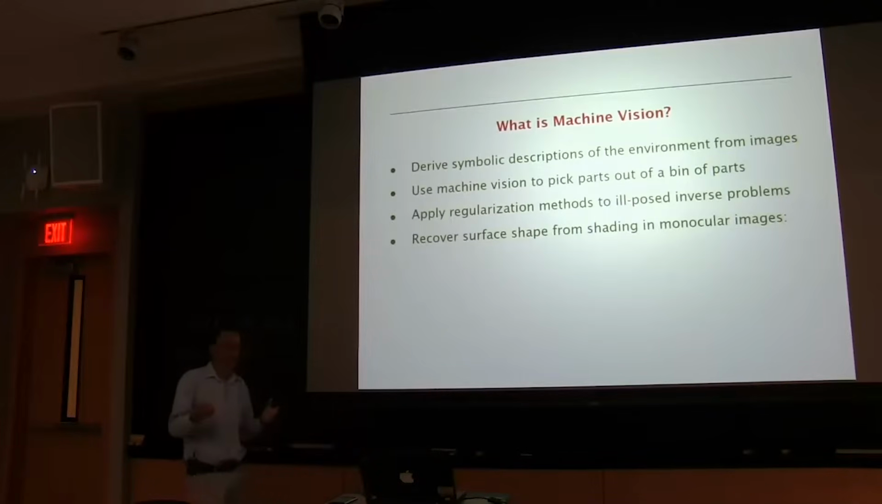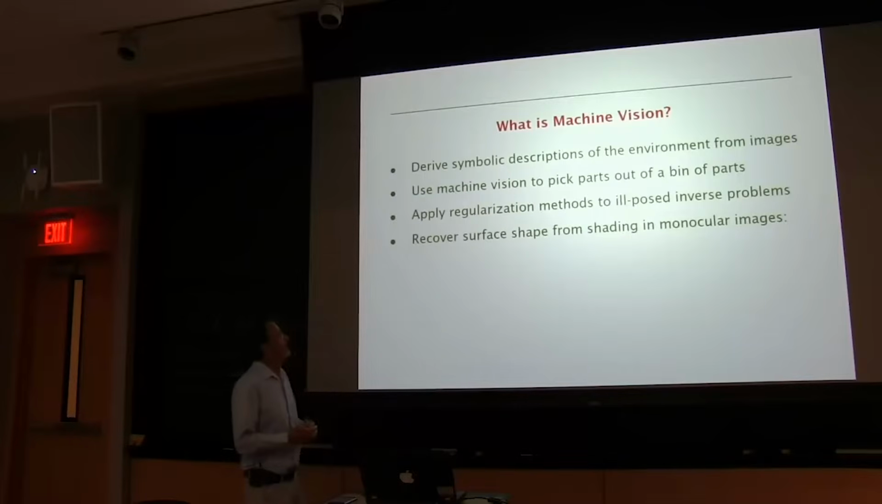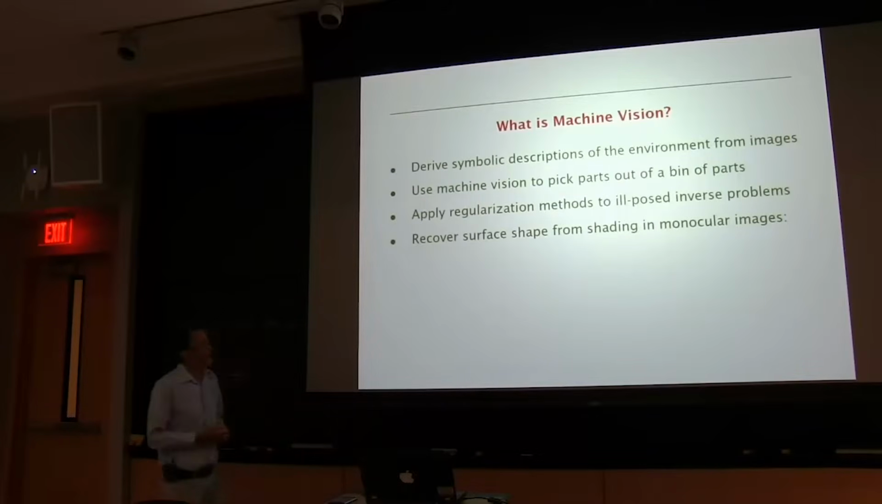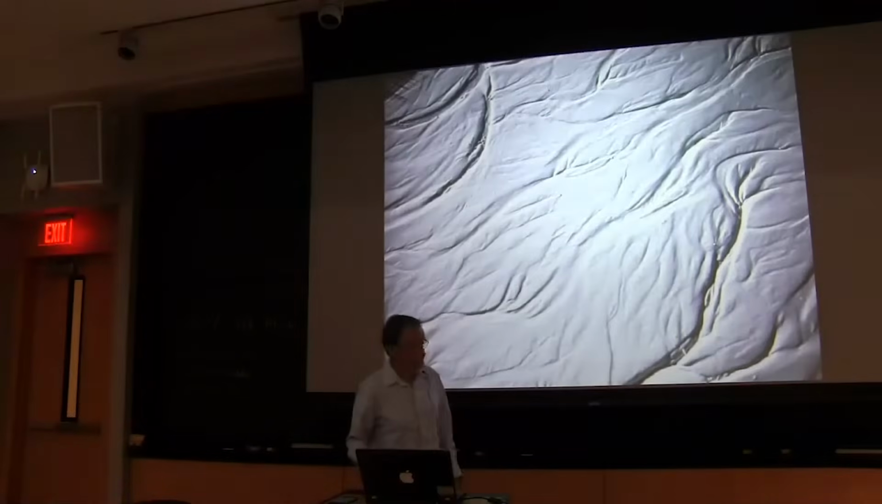And even if you put in a small amount of error, it gives you absurd results. And yet, many papers have been published on it. So, okay, we can recover surface shape from monocular images. Let's look at that a little bit.